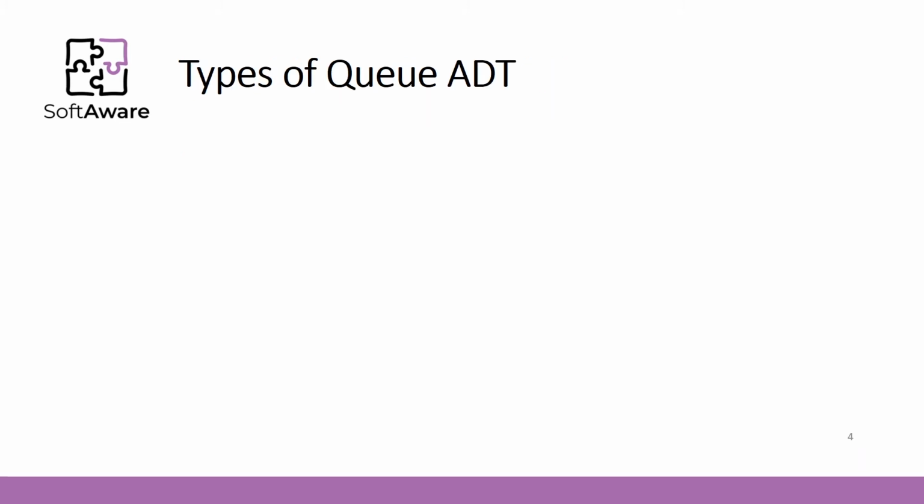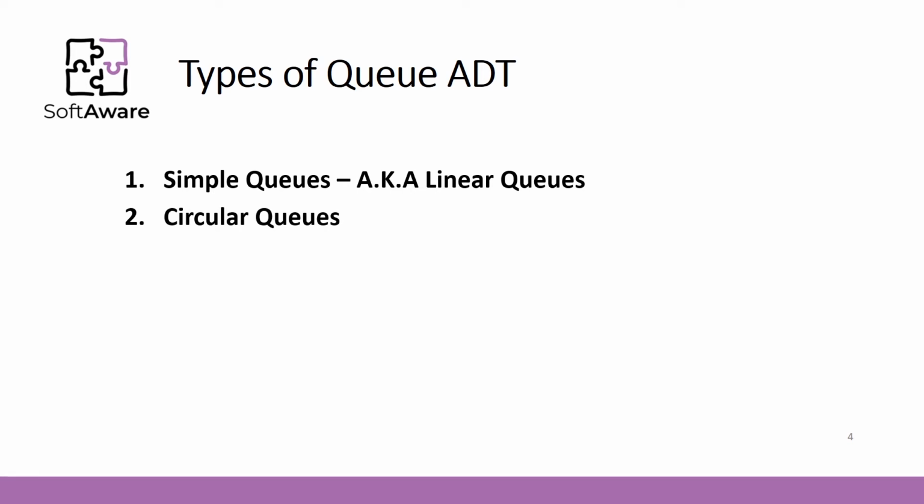There are two well-known types of Queue Abstract Data Type. One is simple queues, also known as linear queues, and the other is circular queues. Circular queues, on the other hand, are an improvement over simple queues and more widely used in data structures. We will see why this is the case in coming slides.